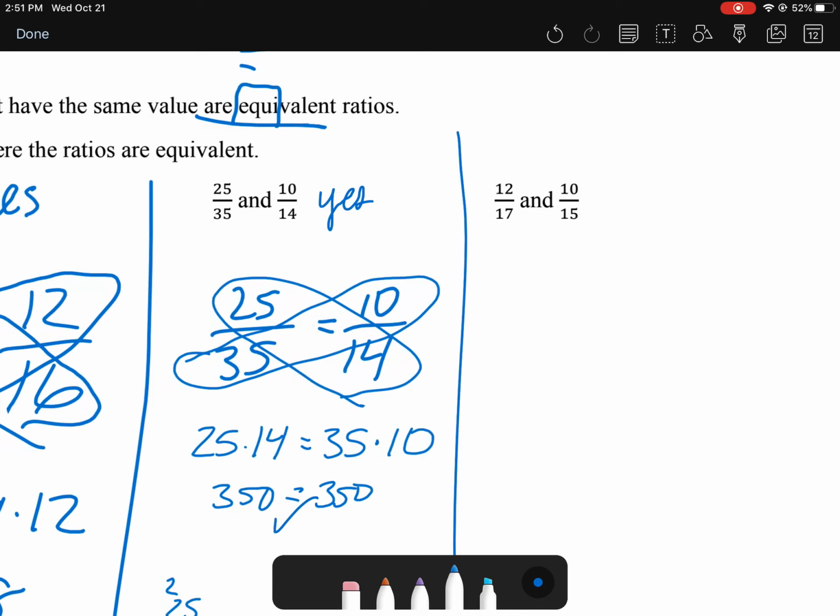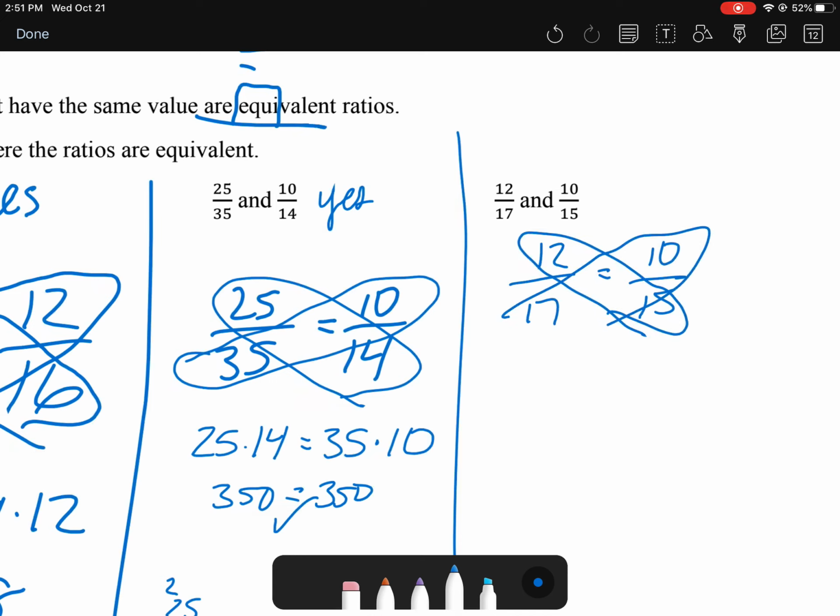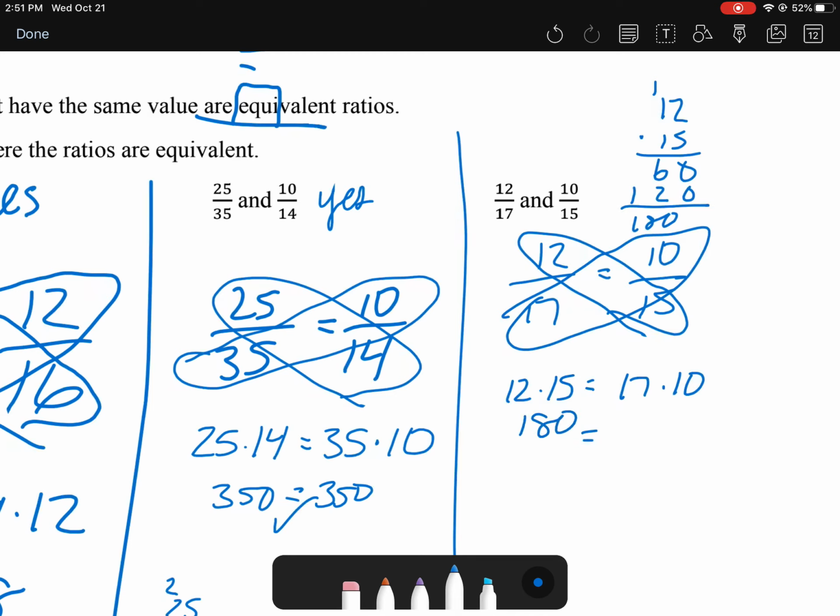Okay, let's do it together now. All right, so 12 over 17. Again, you want to see if it equals 10 over 15, looking at their cross products. 12 times 15, we hope that equals 17 times 10. 12 times 15 is 180. That doesn't equal 170. Uh-oh. They do not equal one another. You can say, no, sir. They are not equal.